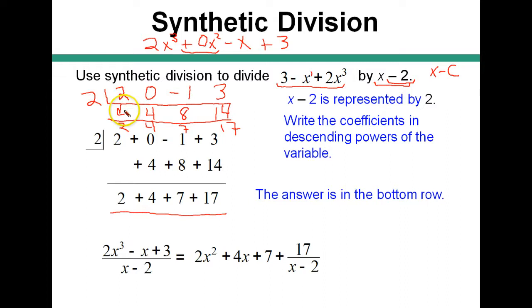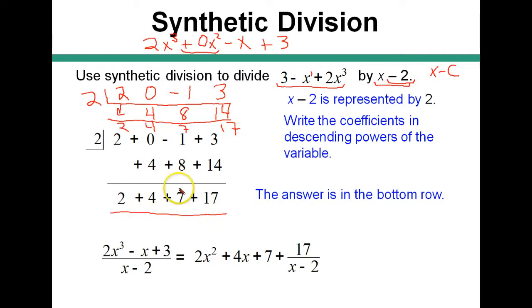We bring the first term down, that's our 2. Then 2 times 2 is 4. Add these up and get 4. 2 times 4 is 8. Add that up and get 7. 2 times 7 is 14. Add that up and get 17. So this is where we are.